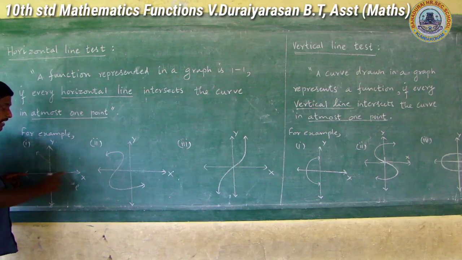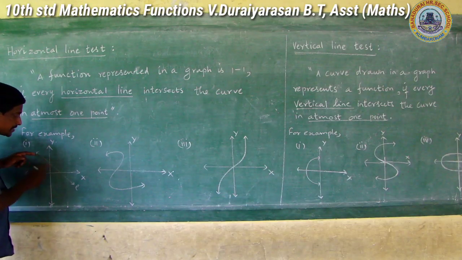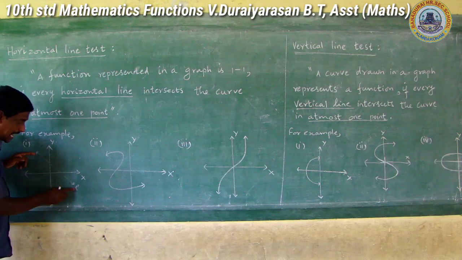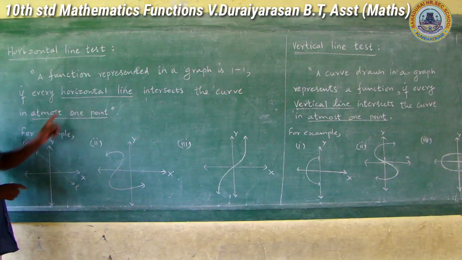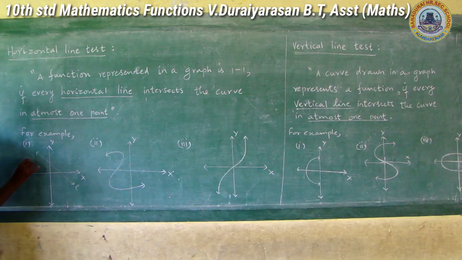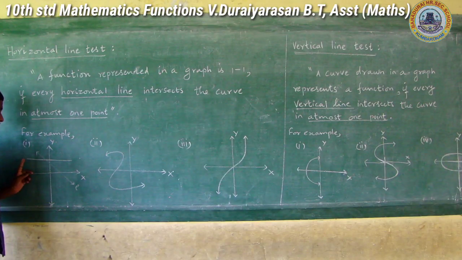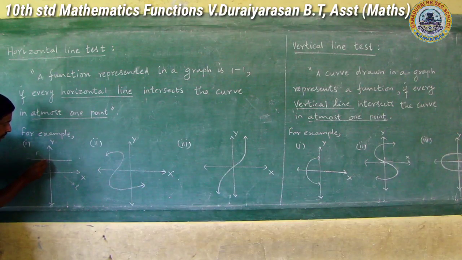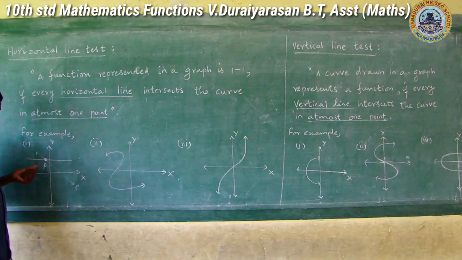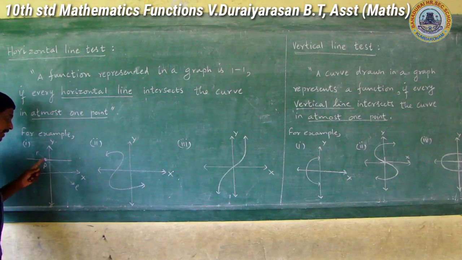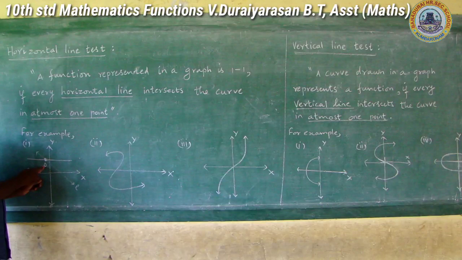The graph is given. This is the x-axis, this is the y-axis, and this is the graph. A line is given, so draw a horizontal line. The horizontal line meets the curve at 1 point. Only 1 point. The point is P.